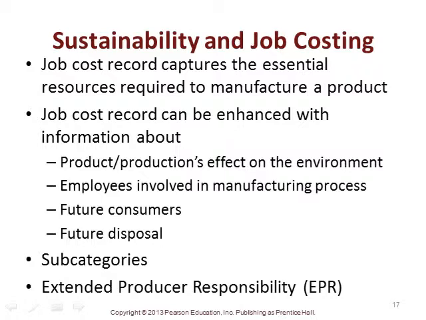And so when we talk about sustainability and job costing, we're really talking about the fact that job cost records capture the essential resources required to manufacture a product. They can be enhanced with information about the effect on the environment and the employees involved in the manufacturing process. So what about our staff, our future customers, and then future disposals? And then we also talk about subcategories and extended producer responsibilities. And all of these items deal with sustainability.